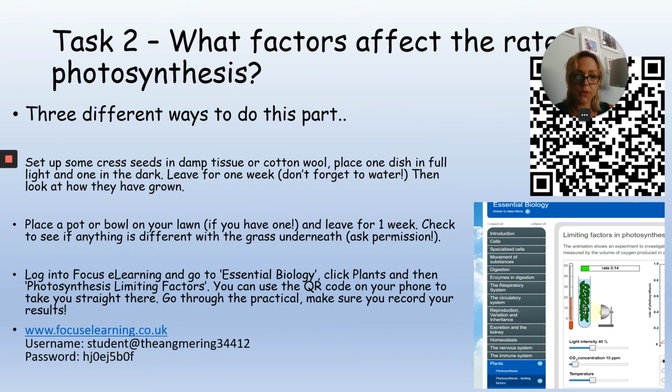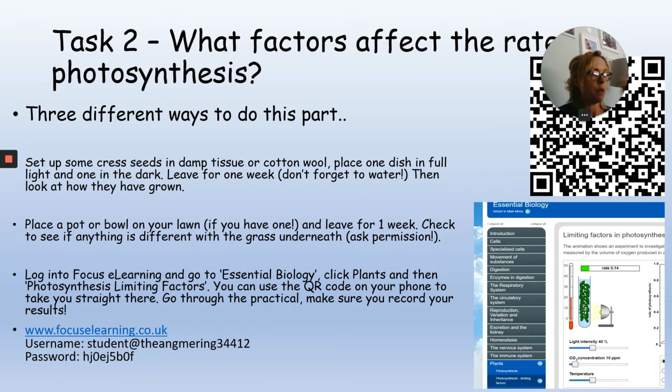Okay, task 2. So there's 3 options here to allow you to investigate some of the factors that affect the rate of photosynthesis. Now, obviously, you've been homeschooling for a little while, and everything's been sort of online or paper, and we can't really do practical work with you at the moment. So the option to do something a little bit more practical is in this part of the lesson. If you have anything like cress seeds, or anything that's going to germinate or grow really, really quickly from seeds, you can use something like that.